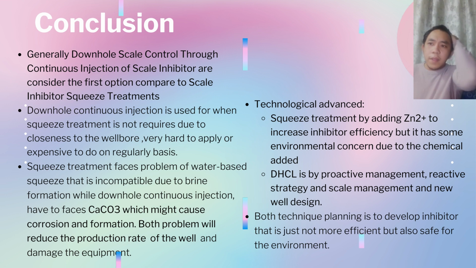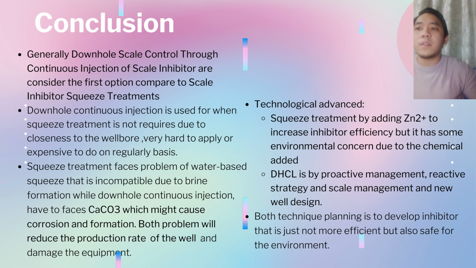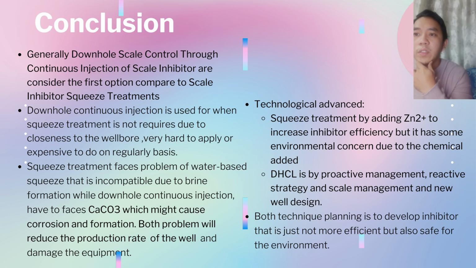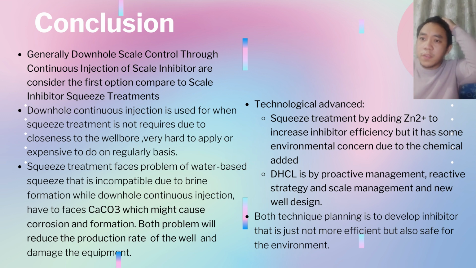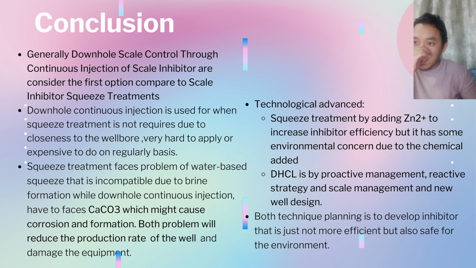Okay, for the conclusion part, generally downhole scale treatment is considered the first option compared to scale inhibitor squeeze treatment. Downhole continuous injection is used when squeeze treatment is not required due to closeness to the wellbore, or is very hard to apply or expensive to do on a regular basis. Squeeze treatment faces the problem that water-based squeeze is incompatible due to brine formation, while downhole continuous injection faces CO2, which might cause corrosion and formation damage. Both problems will reduce the production rate of the well and damage the equipment.